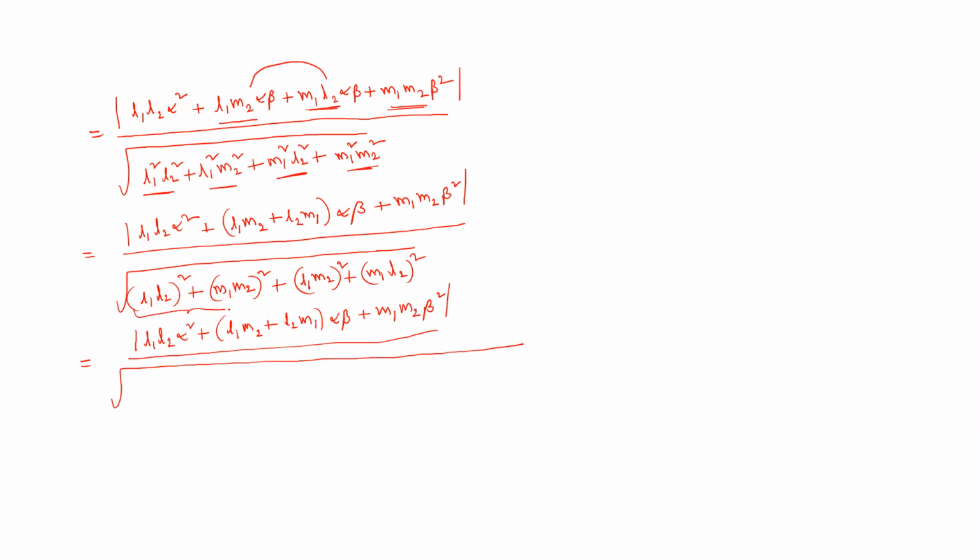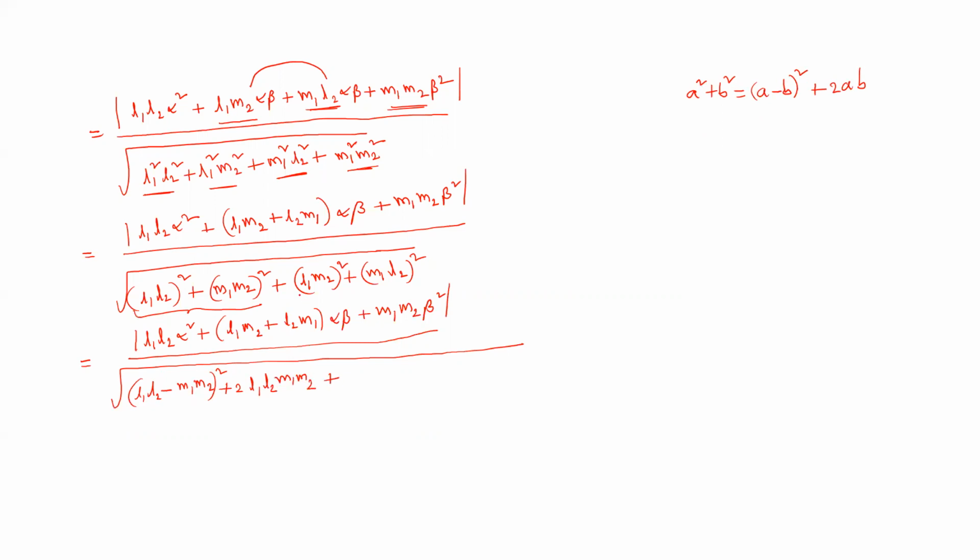First two terms: a square plus b square. I am writing this as a minus b whole square plus 2ab. So a is L1 L2, b is M1 M2 here. A minus b: L1 L2 minus M1 M2 whole square, plus 2ab. 2 into a is L1 L2, b is M1 M2.